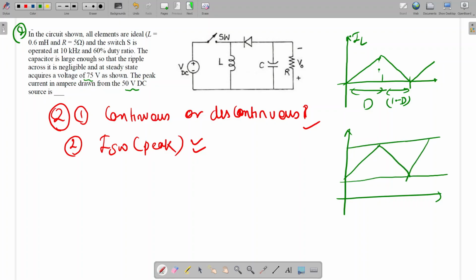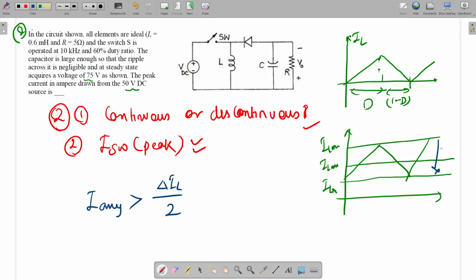So here it is continuous conduction. The inductor current will have one minimum value and one maximum value, and this will be the average of the inductor current, IL average. So how can we say that it is continuous or discontinuous? If IL average is greater than delta IL by 2. What is delta IL? Delta IL is the peak to peak inductor current.